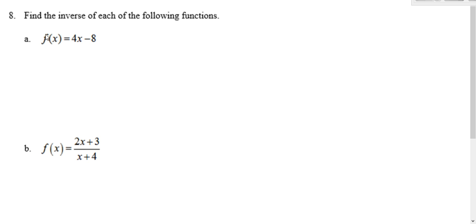So remember, f of x is kind of like y. So switch x and y. So x equals 4y minus 8. Now we solve for y, and that's our inverse. So add 8.